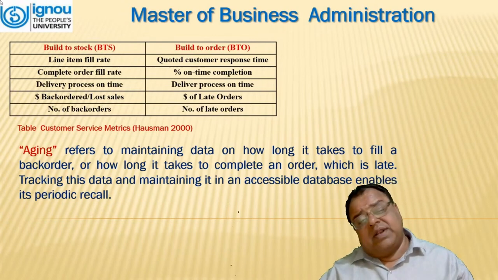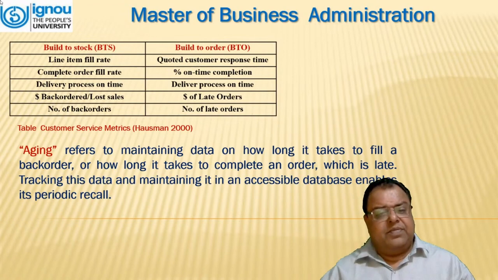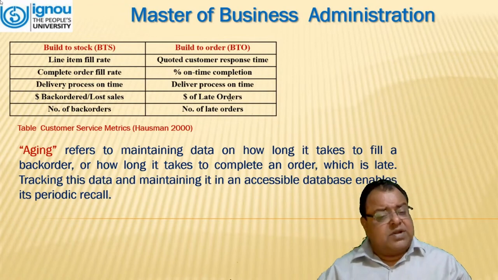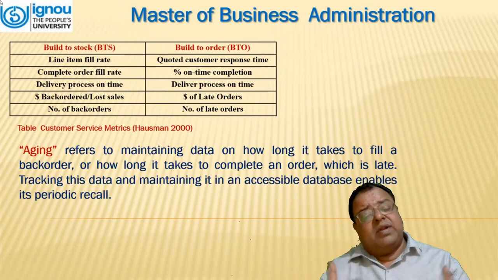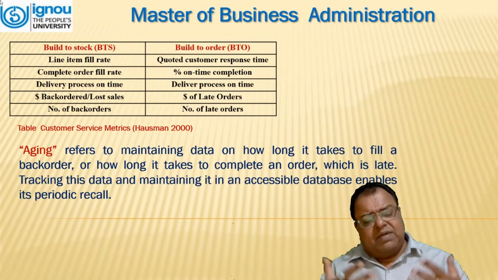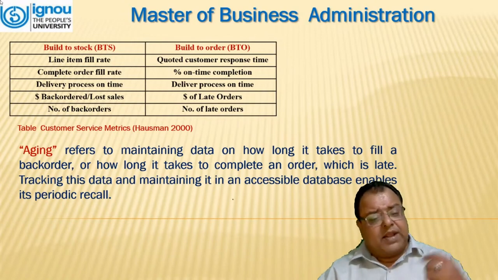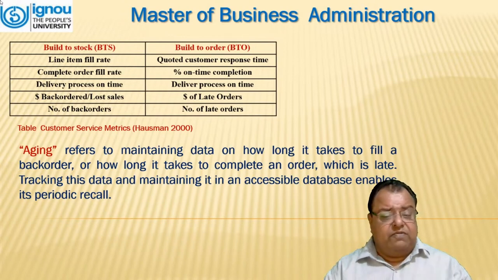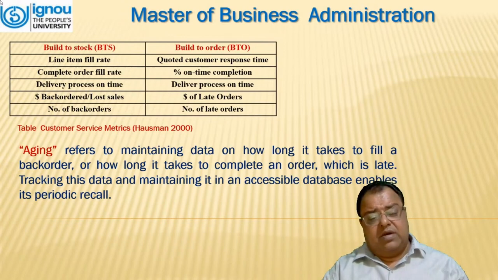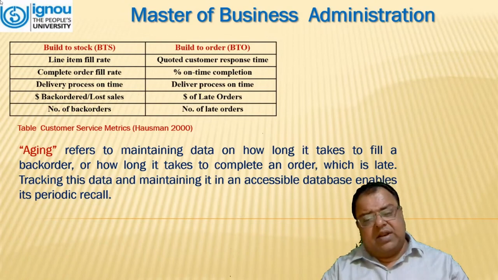And if we talk about build to order, there is quoted customer response time, percentage on time completion, delivery process on time, dollar value of late orders, and number of late orders. So you can see the difference between build to stock and build to order in terms of supply chain. Aging refers to how long it can take to fill that order, or how long it takes to complete an order which is late.